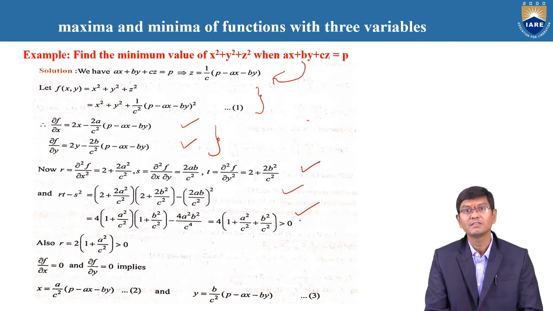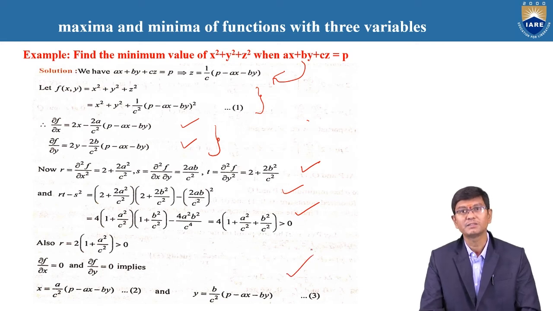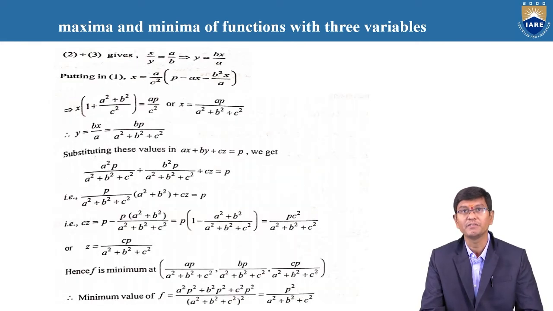Therefore, by solving that equation, clearly we obtain x equal to these values, and y is equal to b by c square into p minus ax minus by. And again, when we use this y value, we need to find out what the x value is.